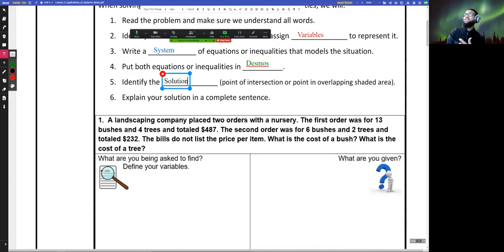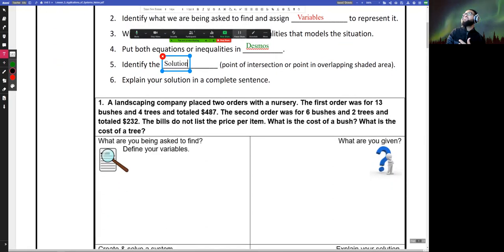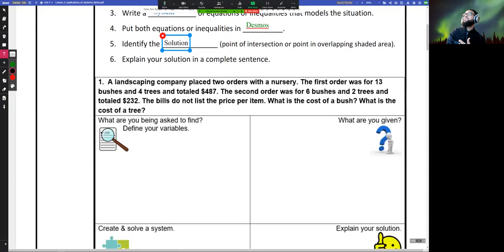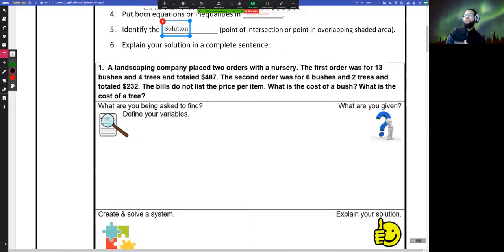So let's look at an example of this. I'll walk you through this one, and then I want you all to try the next one a little bit on your own, and then we'll try the next one together, and the ones after that you'll do on your own. So number 1 says, a landscaping company placed 2 orders with the nursery. The first order was for 13 bushes and 4 trees and totaled $487. The second order was for 6 bushes and 2 trees and totaled $232. The bills do not list the price per item. What is the cost of a bush? What is the cost of a tree?